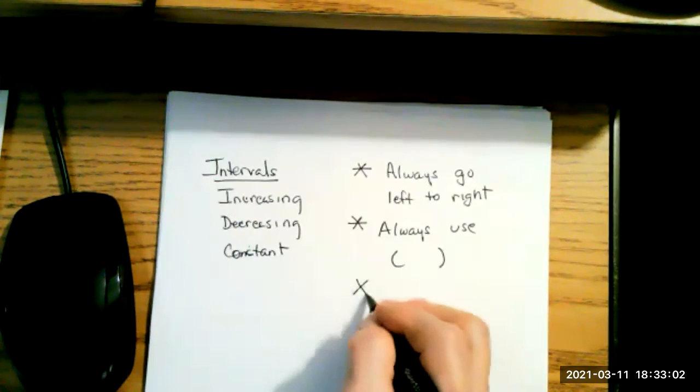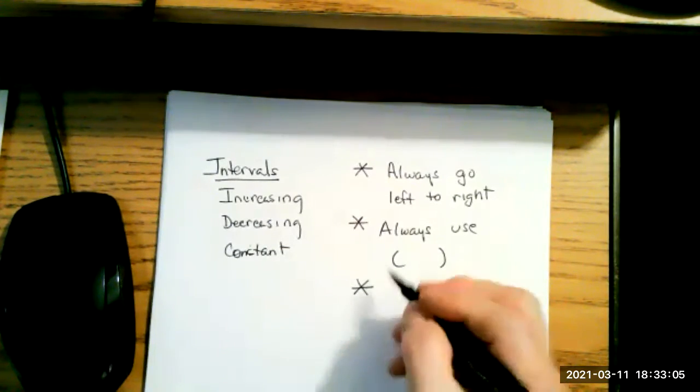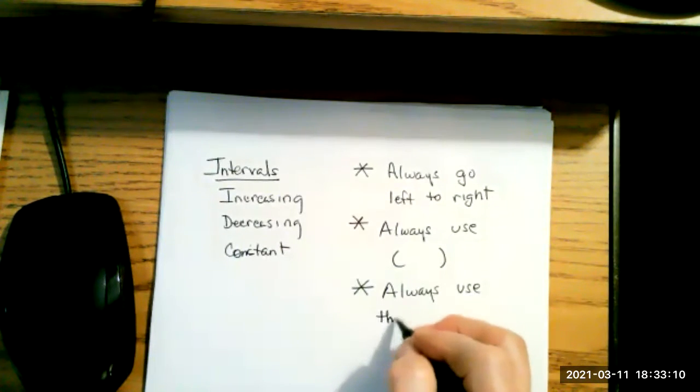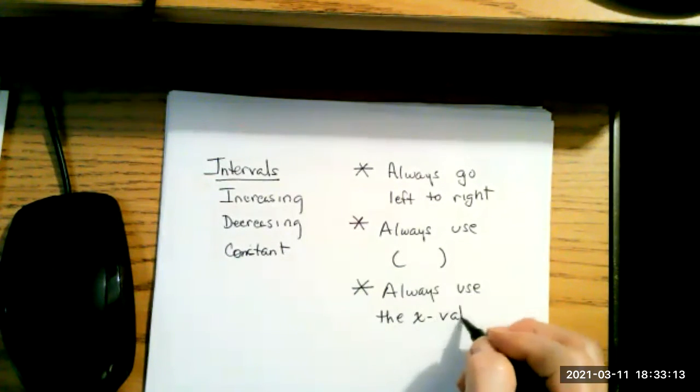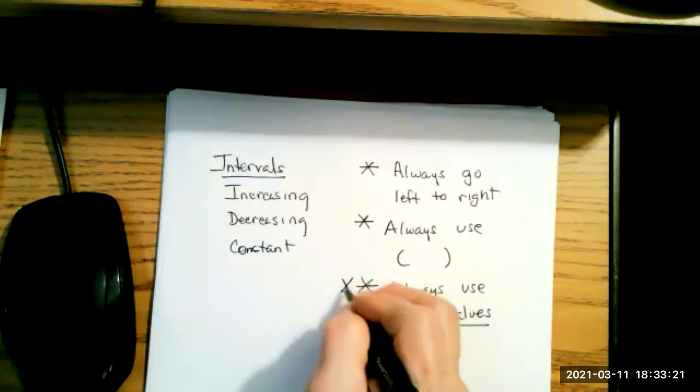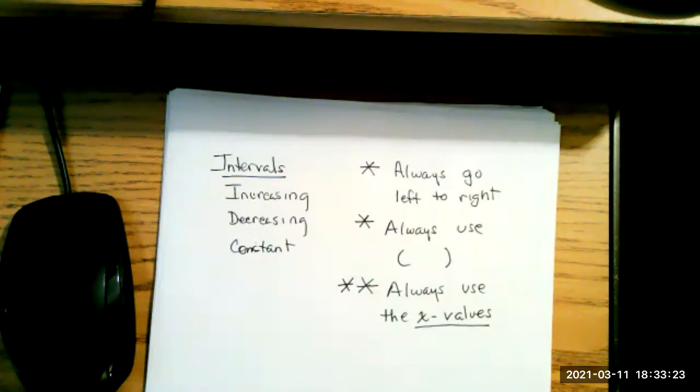The other thing that you must remember, and these are three big things, is to always use the X values. Always use the X values as you're going left to right. This one is the one that messes people up the most because they tend to want to use the Y values. So those are the three things: always go left to right, always use parentheses, always use the X values.